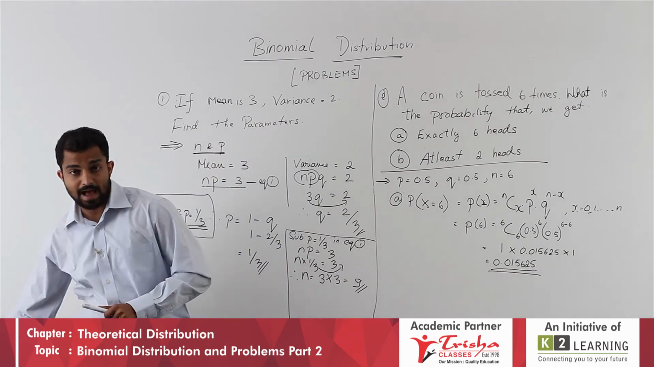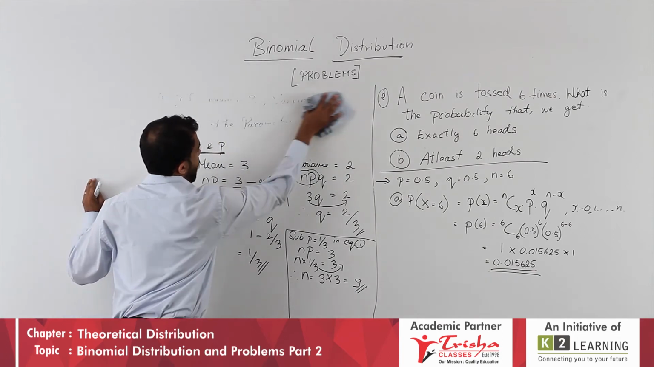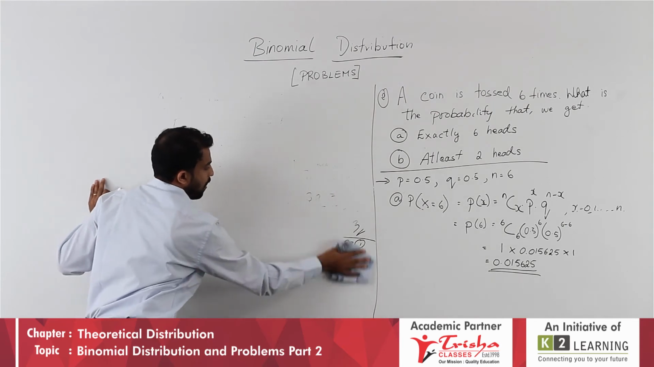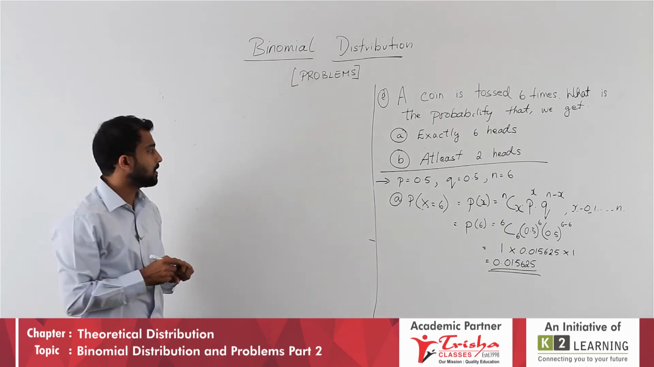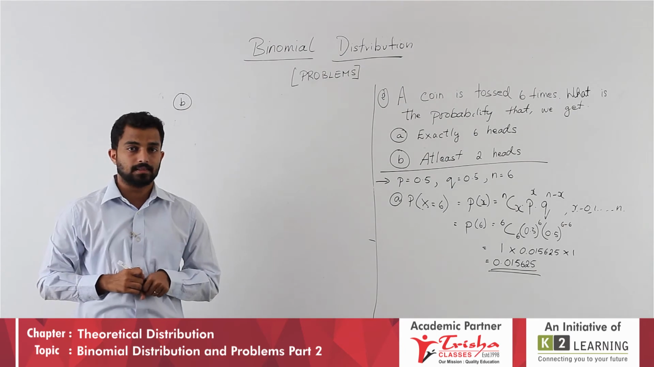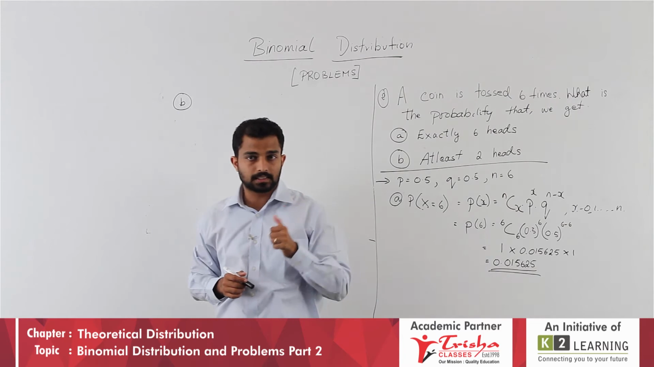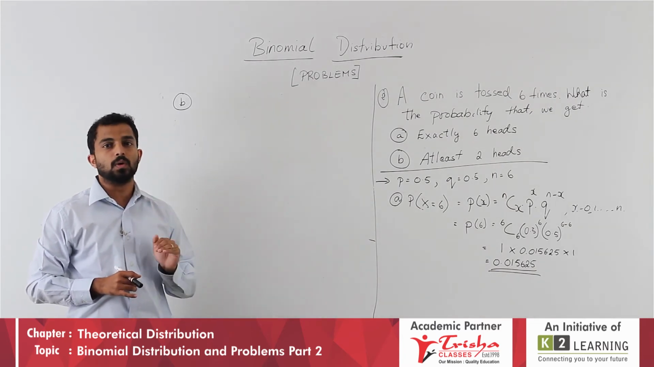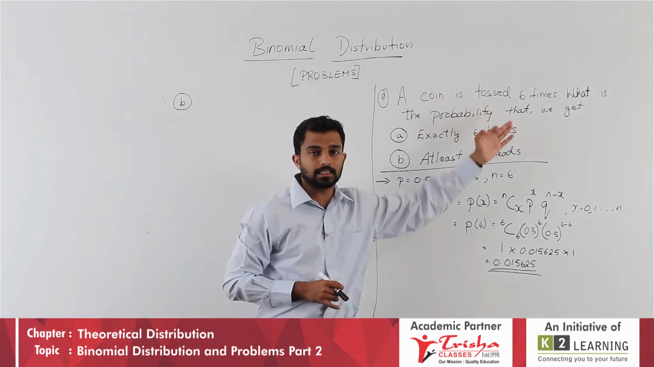Similarly, we have to solve the second one, which says at least 2 heads. How do we understand this now? They are telling us the probability should be for at least 2 heads. How many times are we tossing the coin? 6 times. So at least 2 heads means minimum 2 heads. Maximum can be the number of coins we are tossing. We are tossing it 6 times, so maximum is 6.